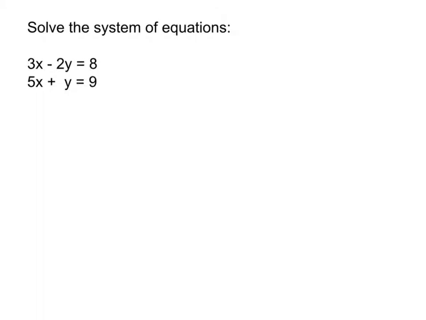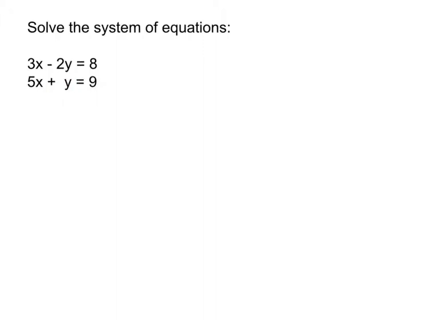Okay, so this example is asking us to solve the system of equations. And as you know, you have three methods that you can choose from. You can either try graphing the lines, you can use substitution, or you can use elimination. So the idea is to look very carefully at the problem itself and say, what is the best method for me to choose?